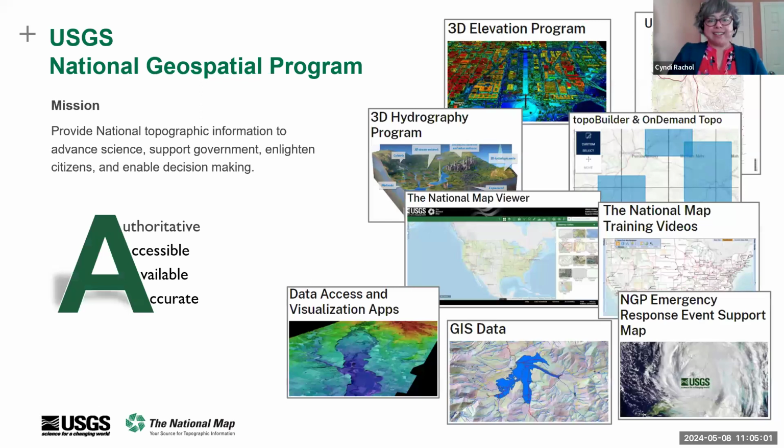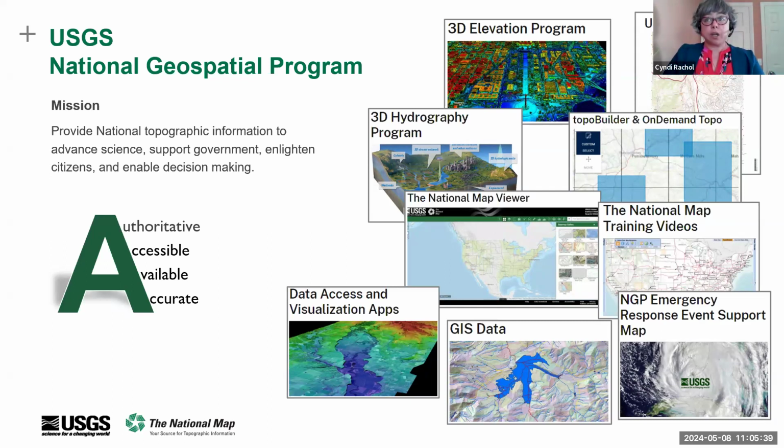Okay, so the mission of the National Geospatial Program is to provide national topographic information to advance science, support government, enlighten citizens, and enable decision making. The NGP provides a foundation of digital geospatial data that represents the topography, natural landscape, and man-made environment of the United States. NGP accomplishes this mission through the acquisition and aggregation of accurate, authoritative data made available and accessible through a series of data and map products and services that we know of as the National Map.